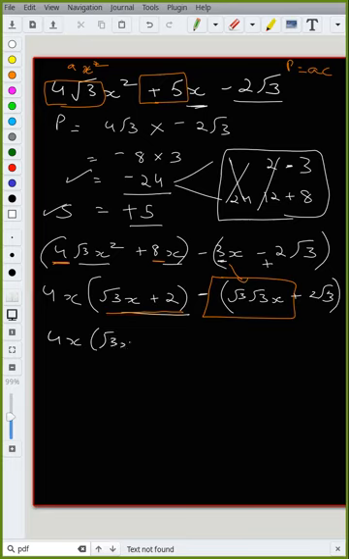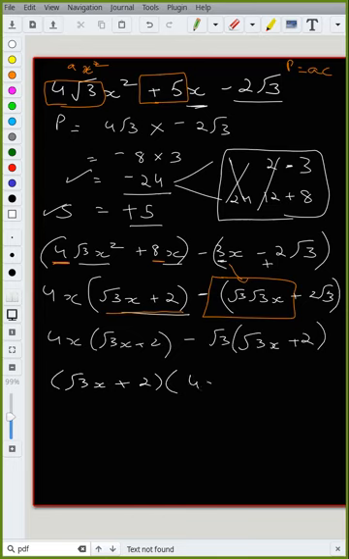So now what is common here? Root 3. Minus of root 3, brackets open. What will we get inside? Root 3x plus 2, right? So we'll get root 3x plus 2 into 4x minus root 3, right? Anybody has a doubt here?